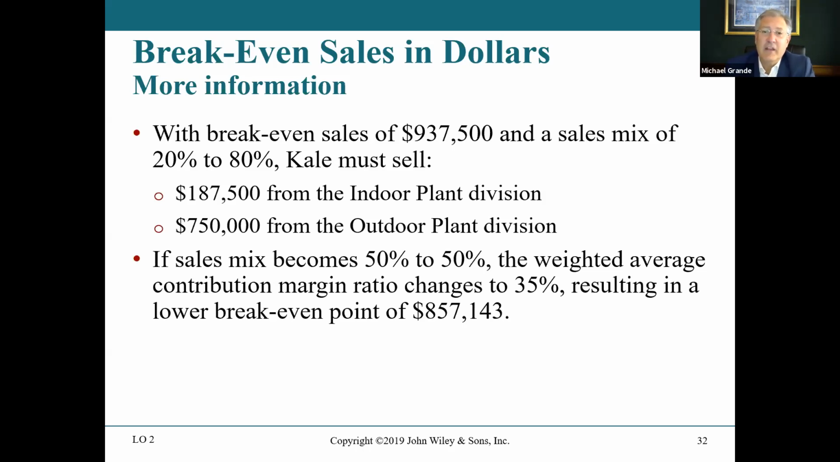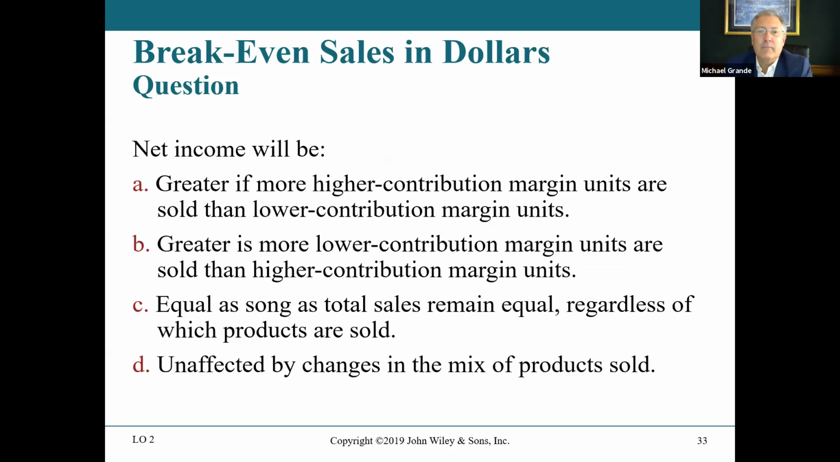$750,000 in sales. If the sales mix becomes 50-50, the weighted average contribution margin changes to 35%, resulting in a lower break-even point of $857,000. So here's a question for you. Net income will be greater if more higher contribution margin units are sold than lower contribution margin units. Absolutely true.